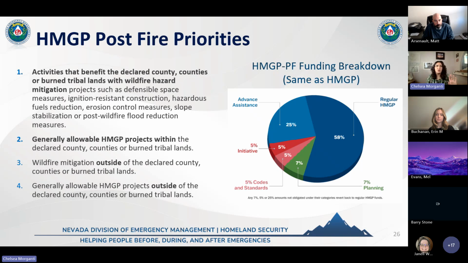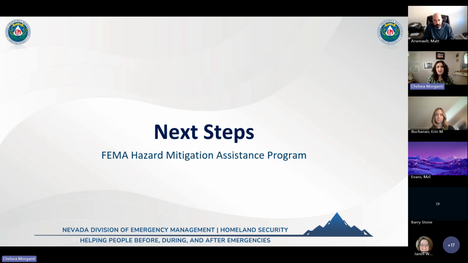So HMGP post-fire priorities, these are the nationally set goals. However, you can see that state level priorities align pretty significantly with these national priorities, and the state's going to try and assist the impacted communities as much as possible in getting projects across the finish line that can help prevent future fires or also help those downstream post-fire flooding communities. If you are interested in any of this funding, if you want to talk through projects, we're going to go through some next steps and how to move forward.